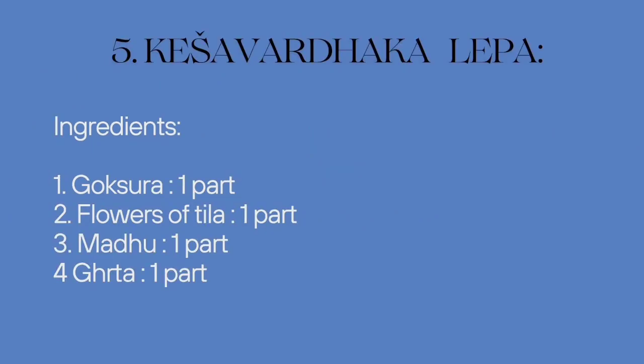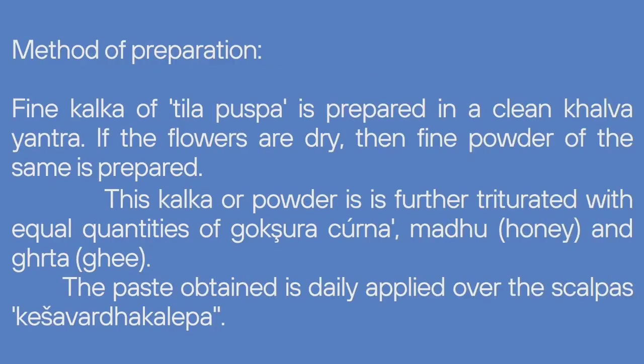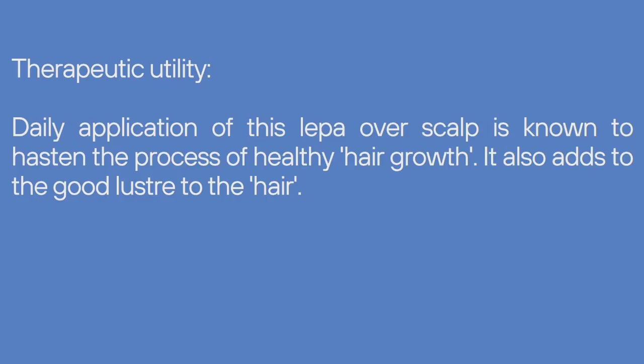Keshavardhaka Lepa ingredients: Gokshura 1 part, flowers of Tila 1 part, Madhu 1 part, Grita 1 part. Method of preparation: fine kalka of Tila Pushpa is prepared in a clean kalva yantra. If the flowers are dry, then fine powder of the same is prepared. This kalka or powder is further triturated with equal quantity of Gokshura Churna, Madhu and Grita. The paste obtained is daily applied over the scalp as Keshavardhaka Lepa. Therapeutic utility: daily application of this lepa over the scalp is known to hasten the process of healthy hair growth. It also adds good luster to the hair.